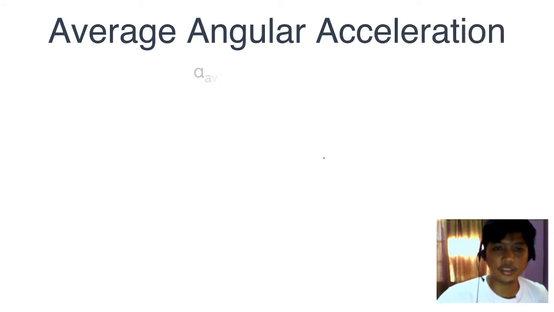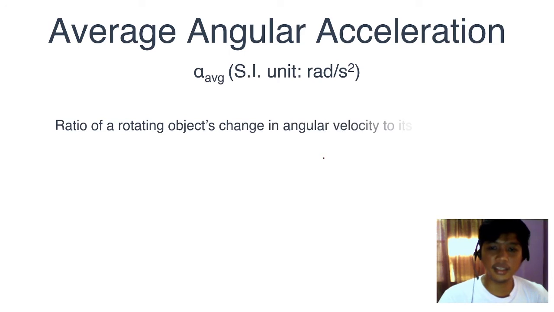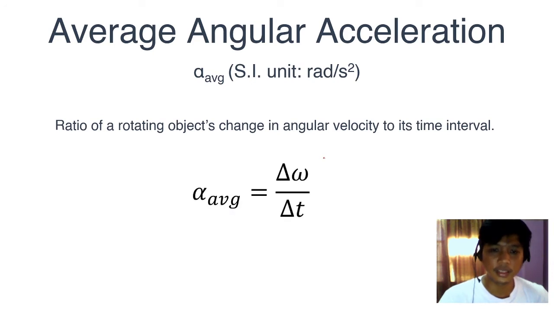In this video, we are going to review average angular acceleration and instantaneous angular acceleration. So average angular acceleration, its symbol is alpha sub AVG. Its SI unit is radians per second squared. And it is the ratio of a rotating object's change in angular velocity to its time interval. And its formula is delta omega over delta t.